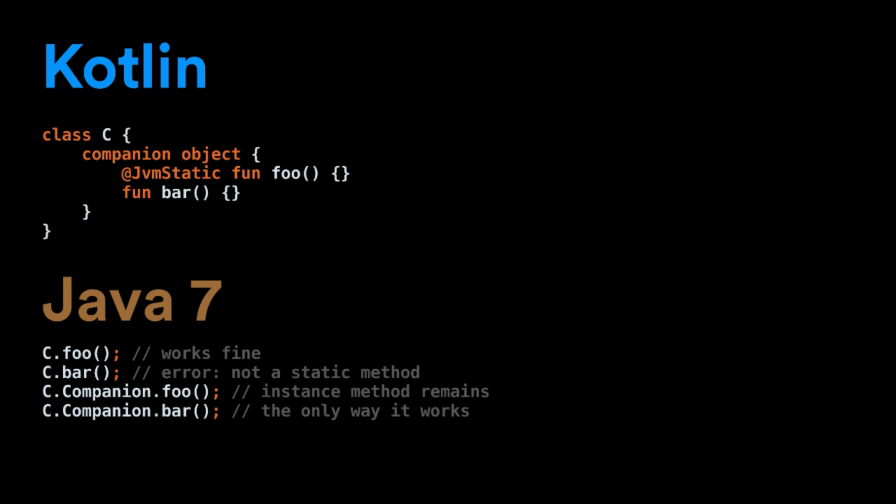So for instance, in this case, we declared a JVM static, and say c.foo works, but c.bar is not a static method. However, you could also call into the companion within that class, which will be treated statically within Java, and you can say companion.foo, companion.bar. Ability support.